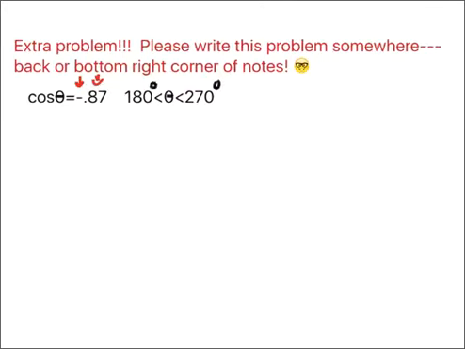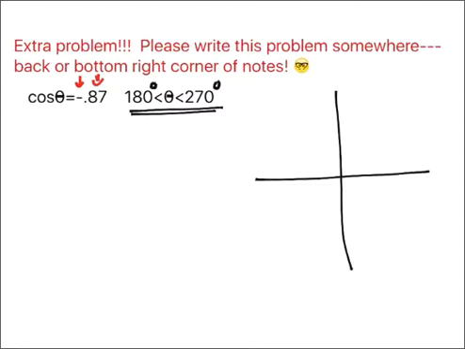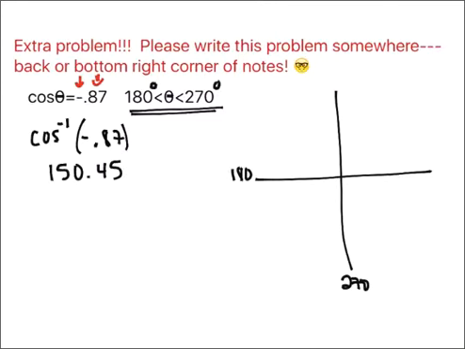All right, and I'm telling you that I want to be between 180 and 270. So here's 180 degrees and here's 270. So I want you to be in the third quadrant. So let's figure out what this angle actually is. I've got arc cosine, because I'm trying to figure out the angle, of negative 0.87. Type that into the calculator and you should get 150.45 or 150.5. I'm going to draw the angle here because that's what I want.